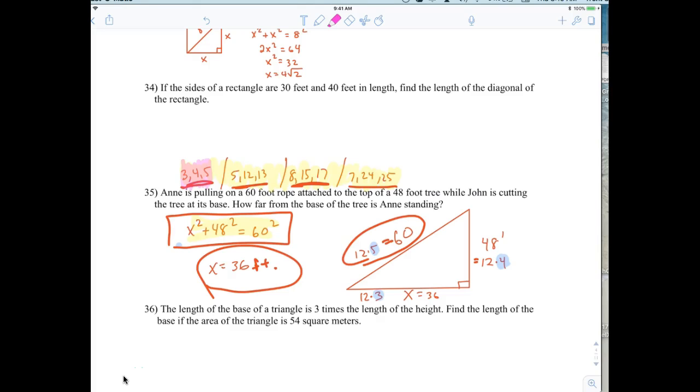All right. So 3, 4, 5, multiply by 10, 30, 40, what? 50. But if you didn't know, it would just be 30 squared plus 40 squared equals c squared. 900 plus 1600 equals c squared. 2500 equals c squared, so c is equal to 50. You with me? Okay.